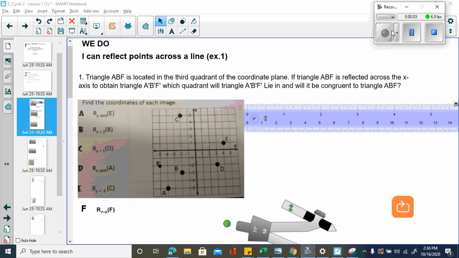Welcome to week 1 in quarter 2. In this we will reflect points across the line.